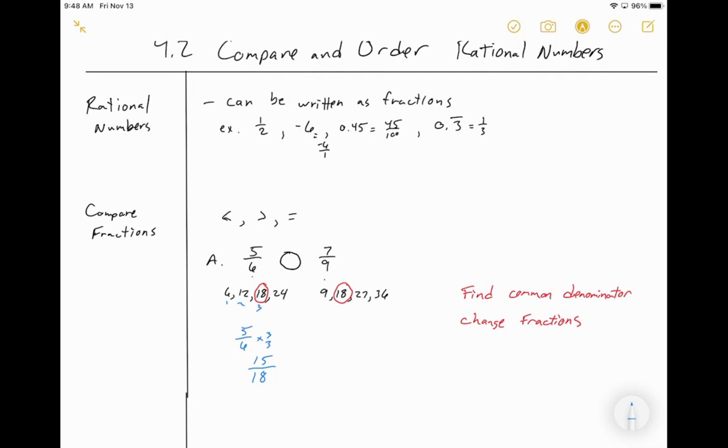Okay, for 9/18, I'm going to change 7/9. I need to multiply by 2. I get 18 on the bottom and 14 on the top.